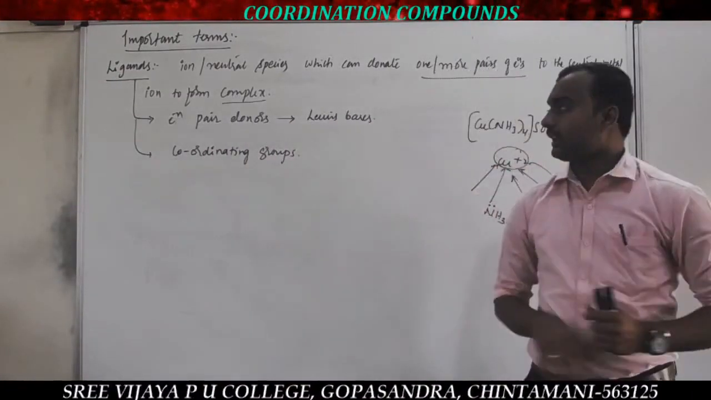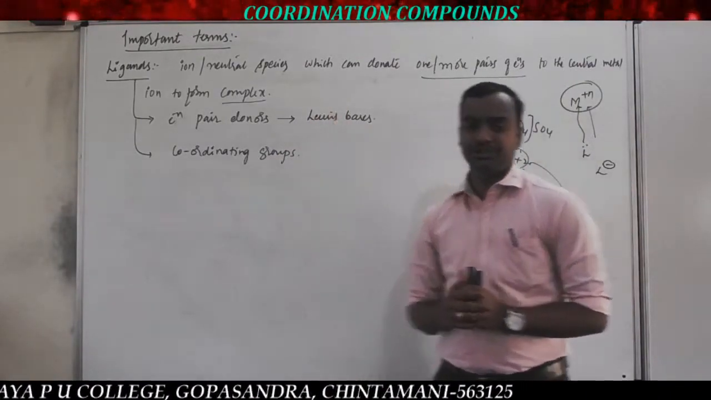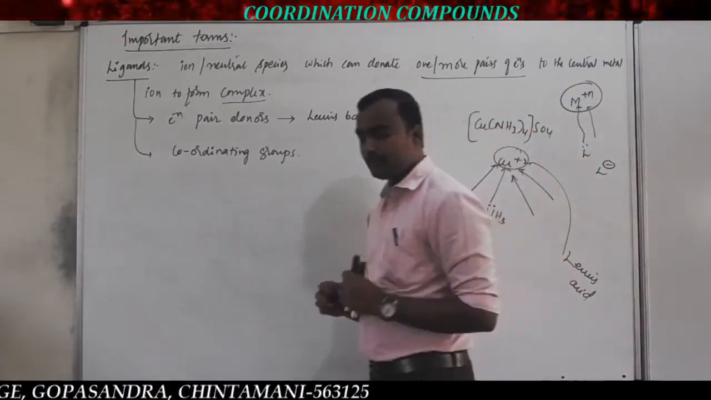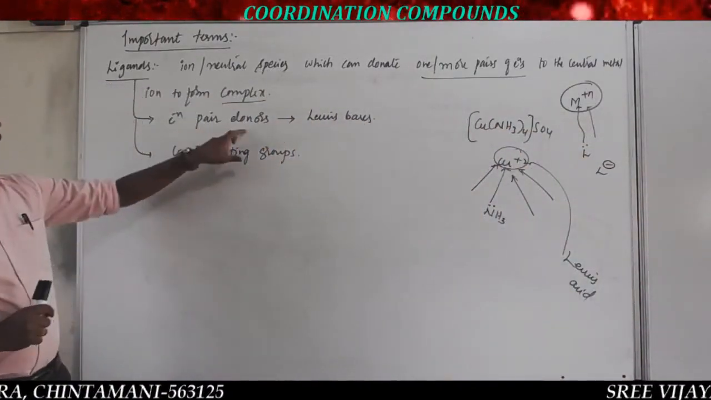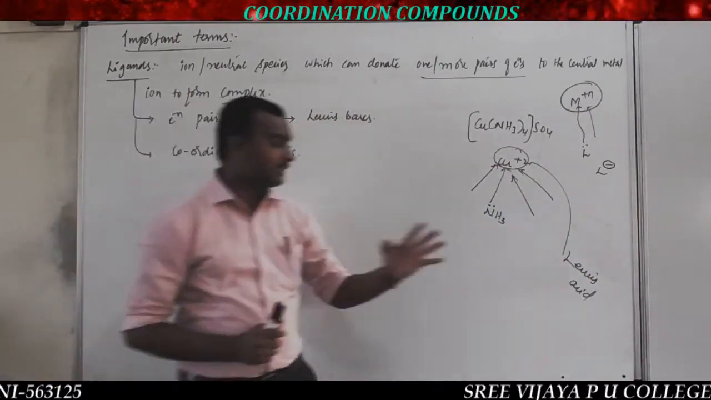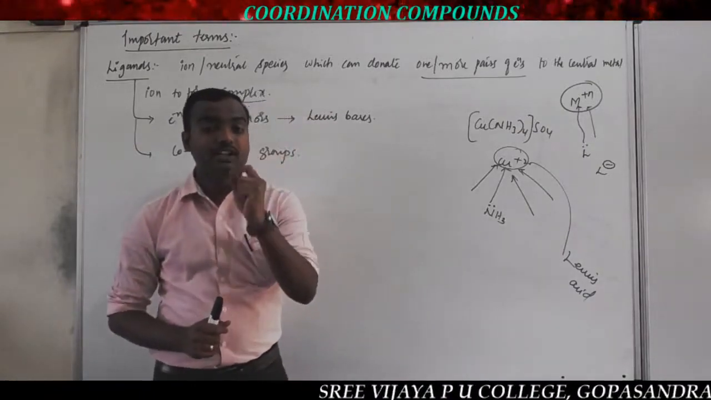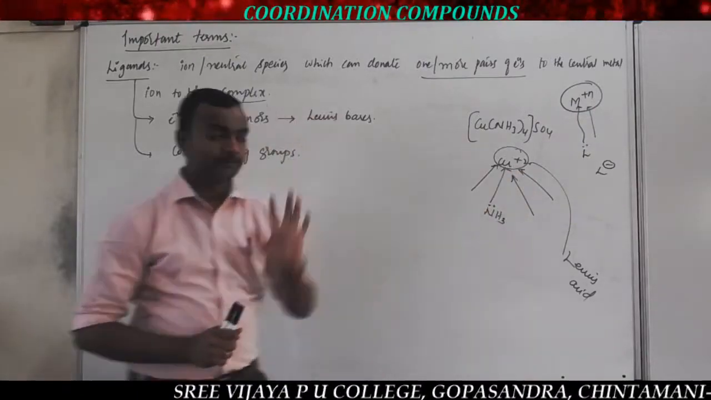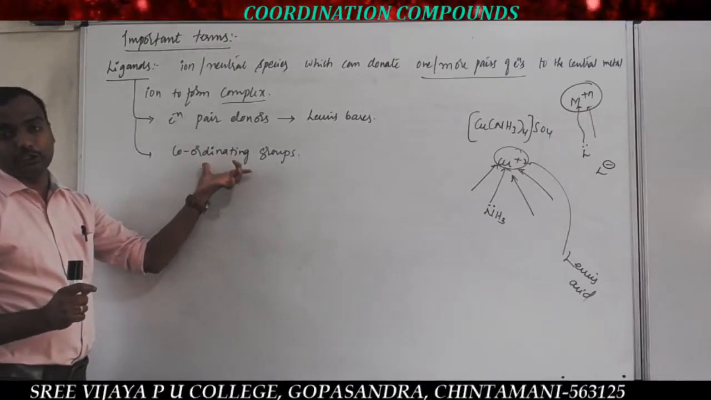So let us repeat once again, what is the meaning of ligand? A ligand is an ion or a neutral species which can donate one or more pairs of electrons to the central metal atom to form a coordination bond, nothing but to form a complex. So ligands are electron pair donors, that's why they are called Lewis bases. In coordination compounds, once there is a Lewis base, a Lewis acid is a must to accept the electron pair. The central metal ion or central metal atom that accepts the electron pair is called a Lewis acid. Ligands are also called coordinating groups.